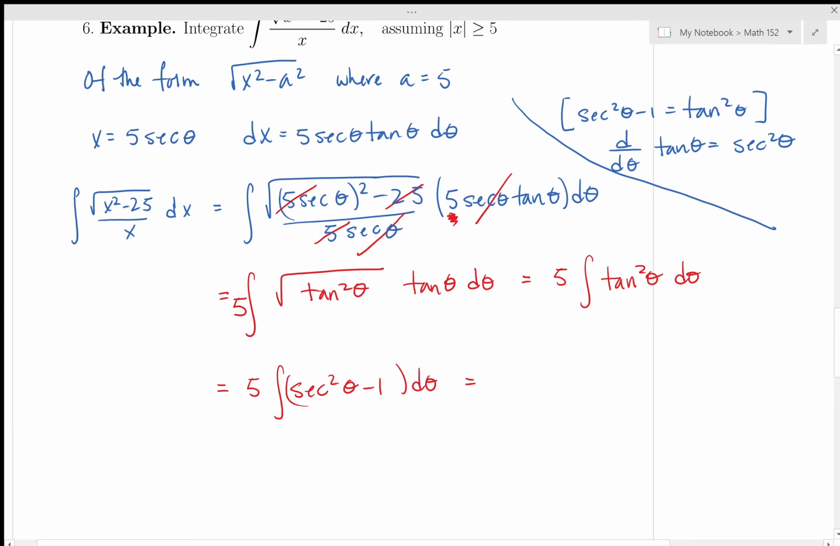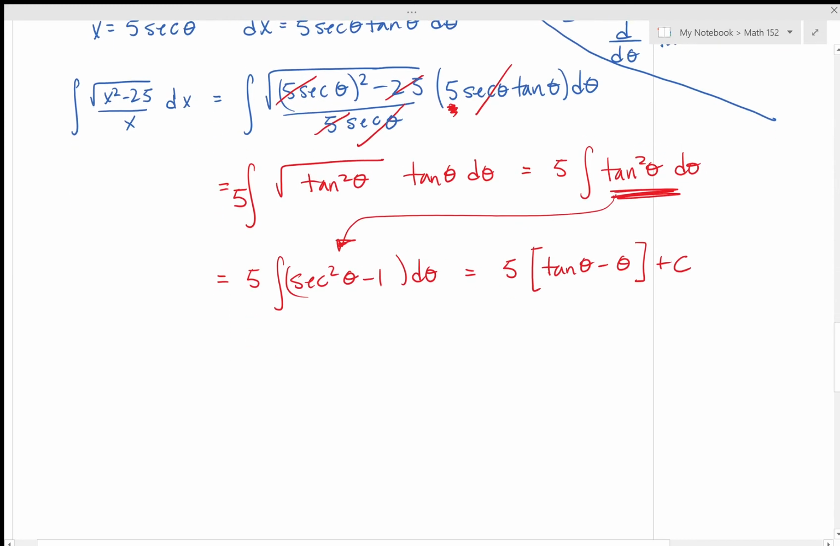Going from this step to the next step is saying, how do I integrate the tangent squared? And I'm saying that the way to do that is to use the identity here. And then because you can already do by inspection the integral of the secant squared, this then becomes 5 times, now I'm actually performing the integration, tan theta minus theta plus a constant.